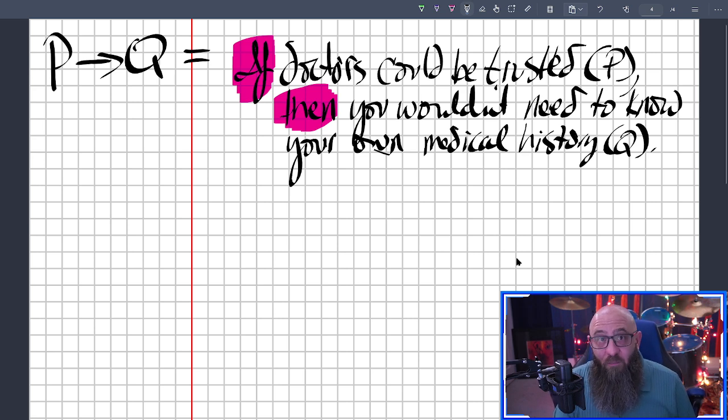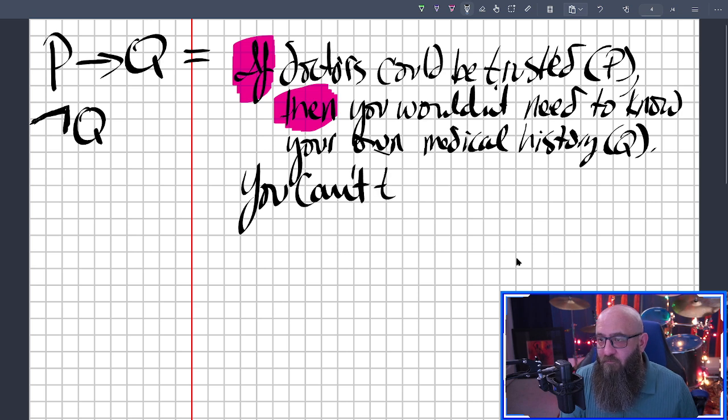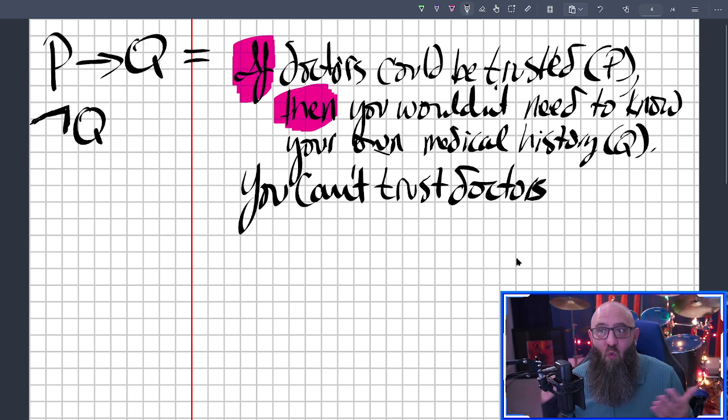And so, being ignorant of your own medical history is actually kind of dangerous if you simply rely on other people, particularly doctors, to tell you. You need to know something about your own medical history. And so we can say, but it is not the case that Q. If you can trust medical doctors, if doctors could be trusted, then you wouldn't need to know your own medical history. But you can't trust doctors like 100%. Not that you can't ever trust them, but I think you know what I mean. You can't ever trust them like 100%. And so this is not Q.